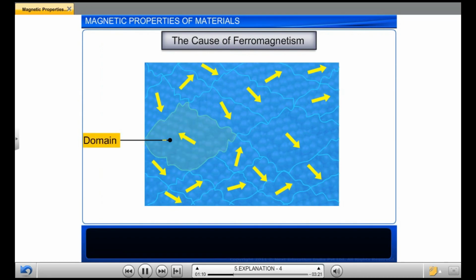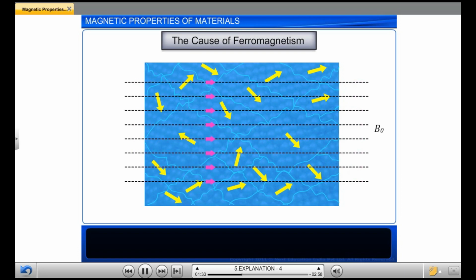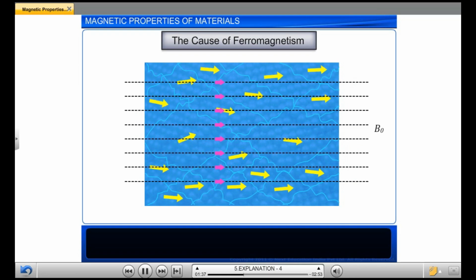Each domain contains about 10^11 atoms, and each domain has a net magnetization. The magnetization changes from domain to domain. Thus, the net magnetization of a ferromagnetic material is negligible. When a bar of ferromagnetic material is placed in an external magnetic field of induction B0, the magnetization of the domains orient in the direction of the applied magnetic field.